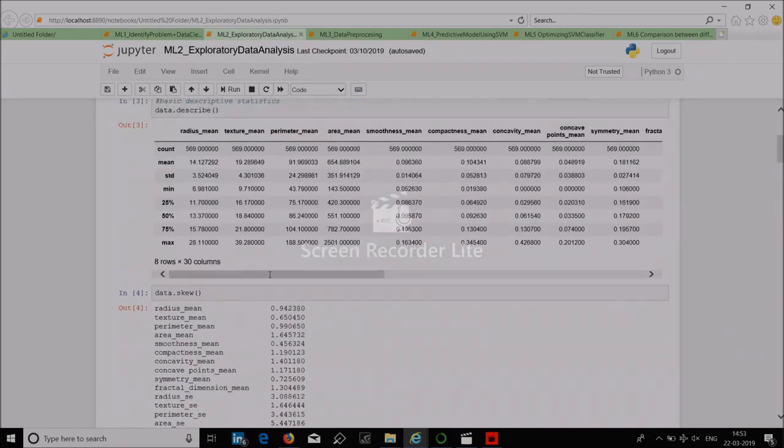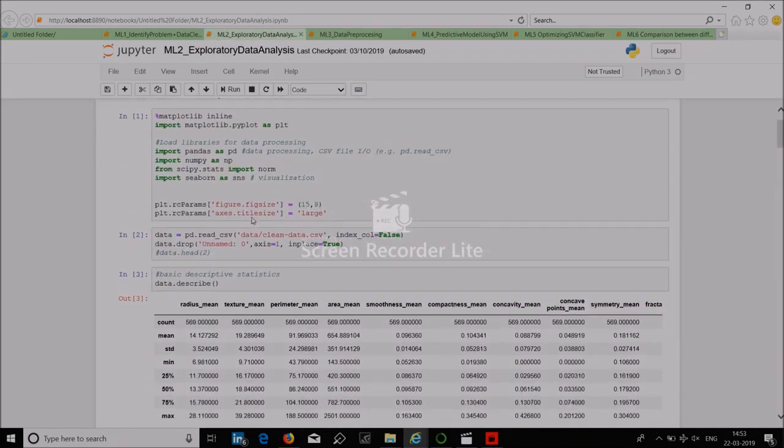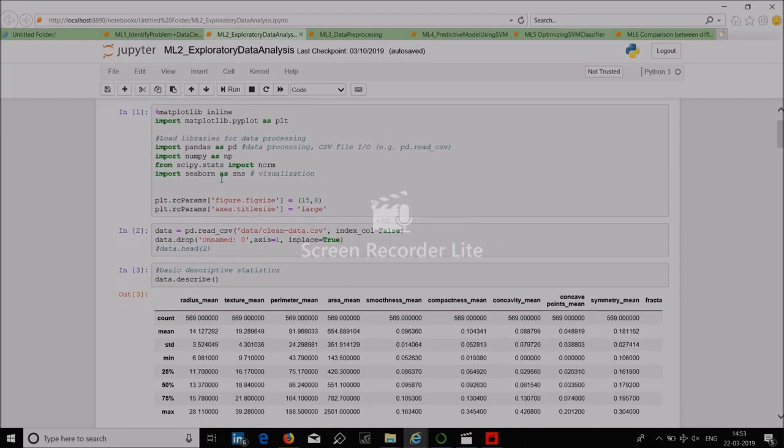So what is exploratory data analysis? Exploratory data analysis is a very important step which takes place after feature engineering and acquiring data. It should be done before any modeling. It's very important for a data scientist to be able to understand the nature of the data without making assumptions. So we had done an exploratory data analysis.